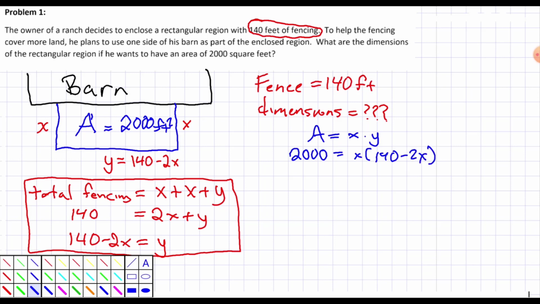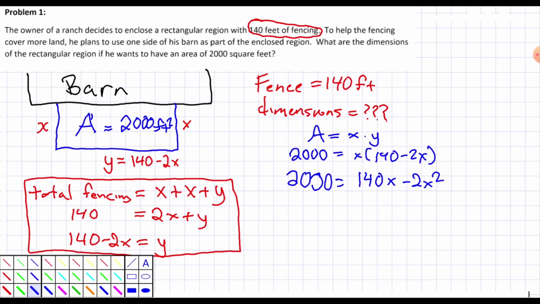And now we're like, oh, this is looking like an equation that we can solve. So let's start solving this. What would I do? I would probably distribute right here. So I have 2,000 is equal to 140x subtract 2x squared.